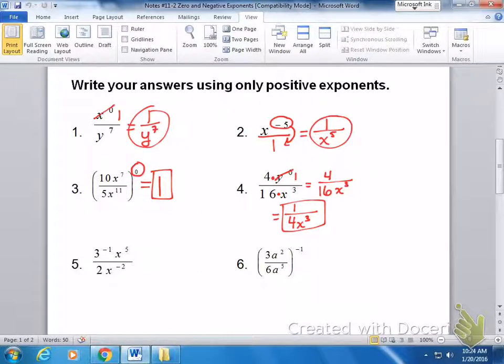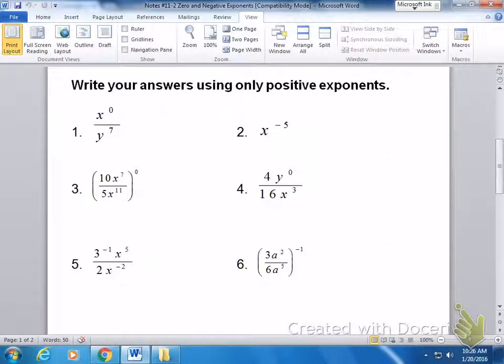So just remember, guys, anything to the 0 equals 1. Anything that's a negative exponent moves to the other side. Let's look at 5 and 6.